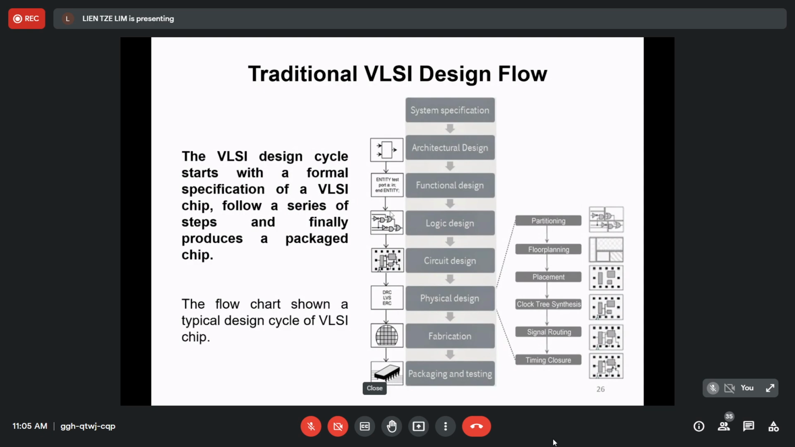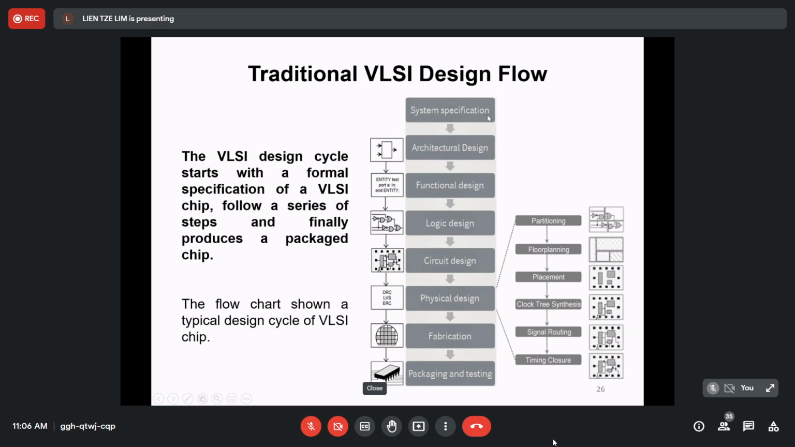Now I go to the traditional VLSI design flow. Sometimes we call it the VLSI design cycle. The VLSI design cycle starts with a formal specification of a VLSI chip, follows a series of steps, and finally produces a packaged chip. So this is the flow chart that shows the typical cycle of a VLSI chip design. Sometimes I call it steps.